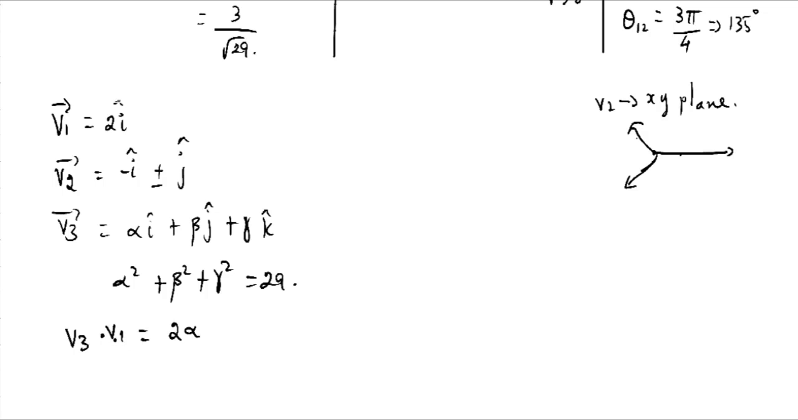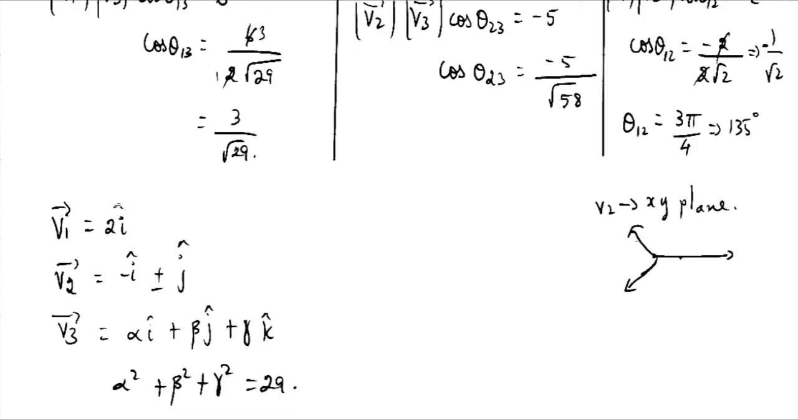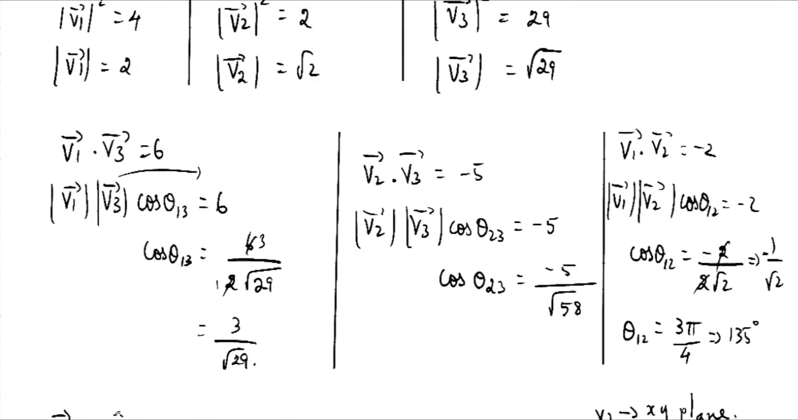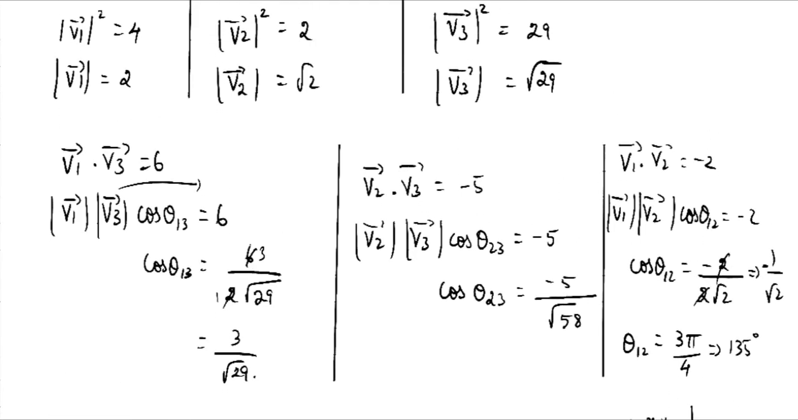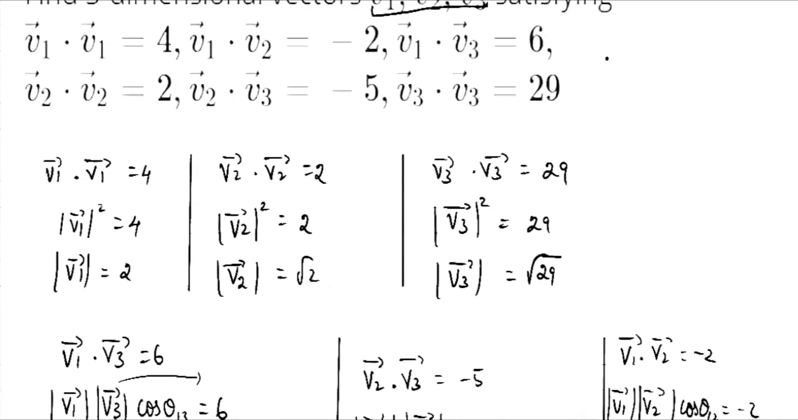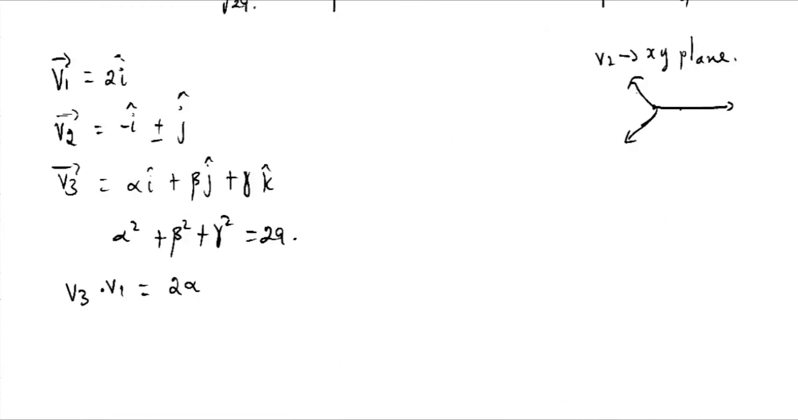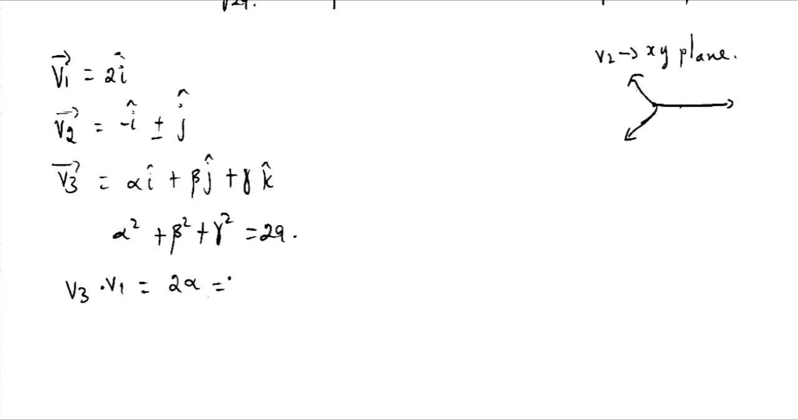Okay students, so v3 dot v1 equal to 6. They are given in the question. v3 and v1, the answer is 6, so which is equal to 6. I'm going to equate this one. So using this I'm going to find the alpha value equal to 3. Okay students, so the alpha value here is 3.